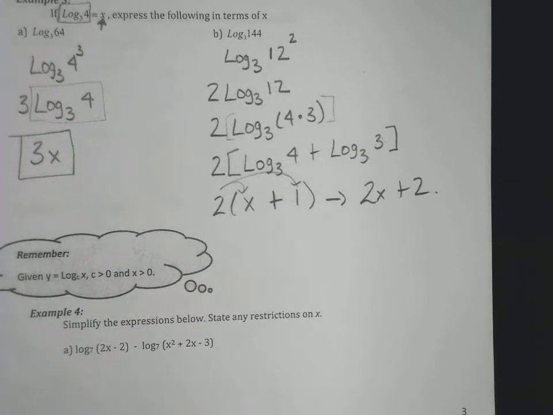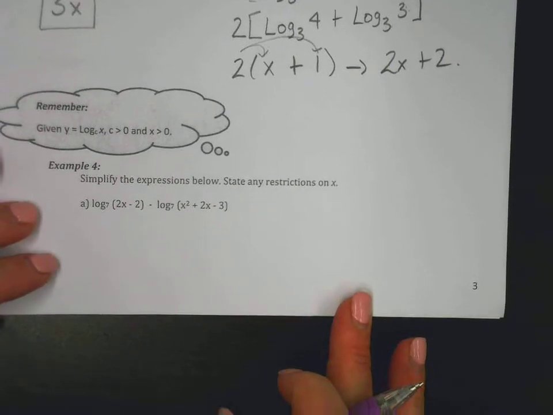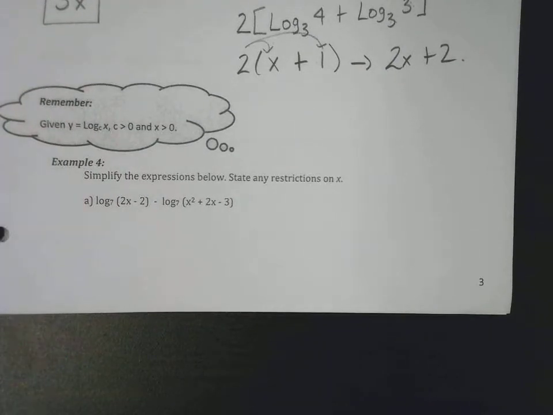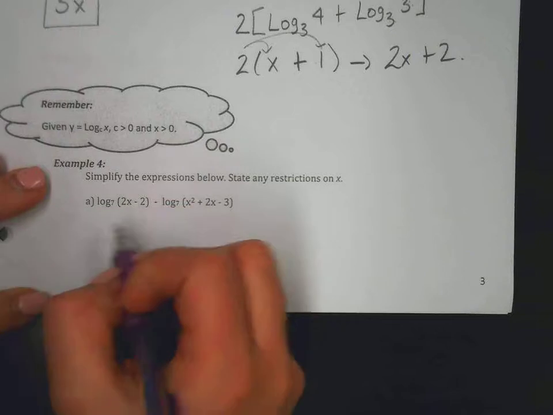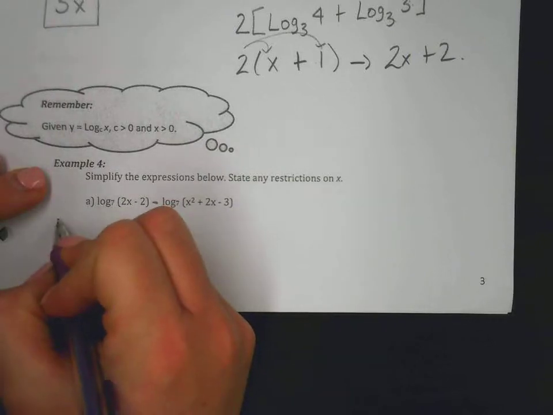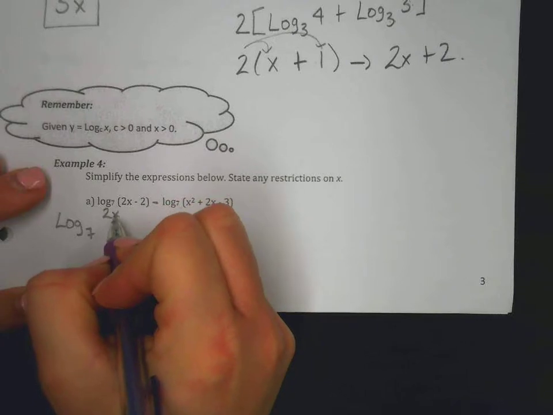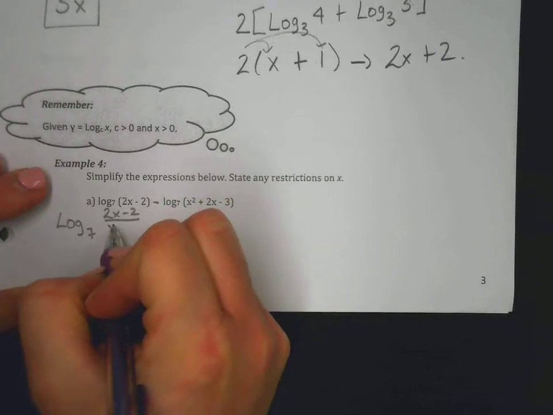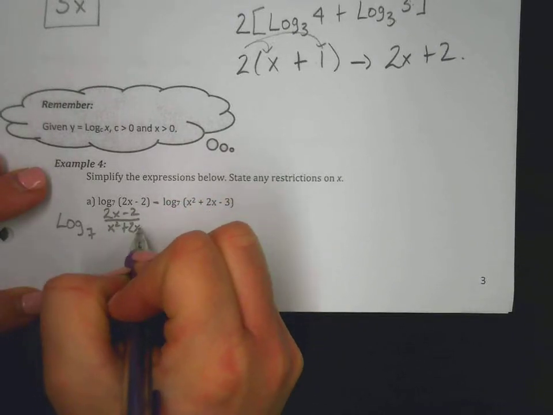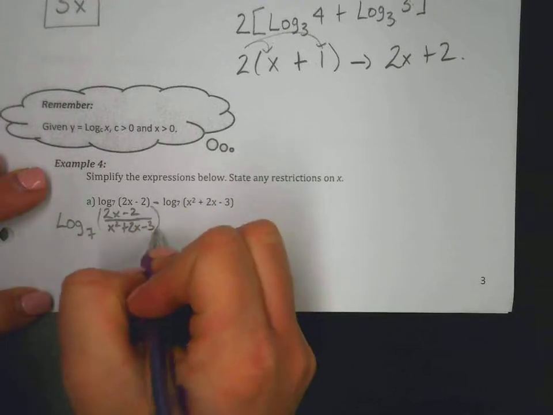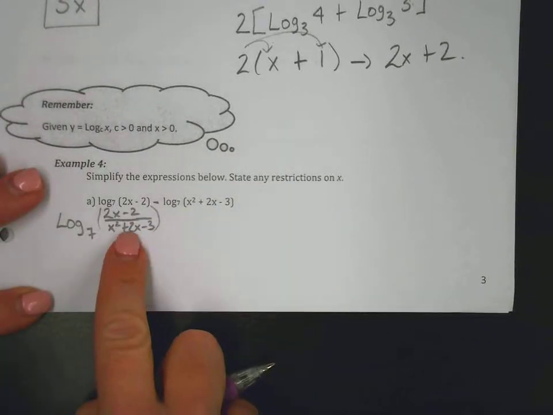All right, and then lastly, simplify the expressions below and then state any restrictions on x. If we were to simplify the divided sign, we're going to take a log base 7. This needs to be rewritten as 2x minus 2 over x squared plus 2x minus 3. That's our quotient law.